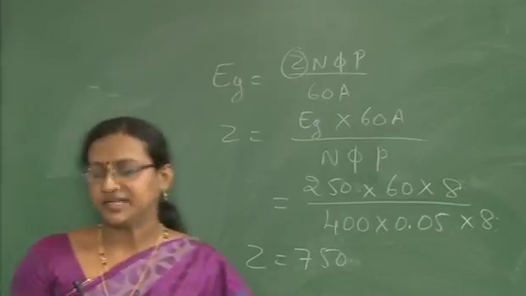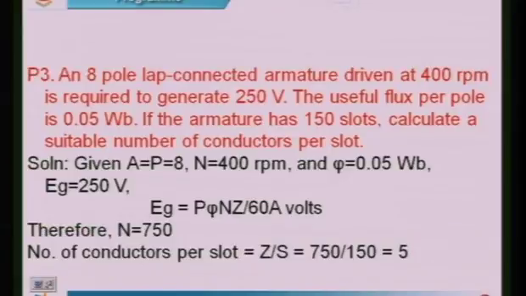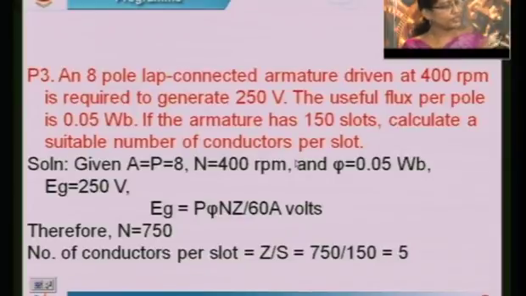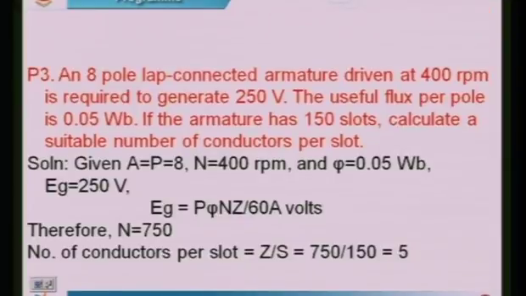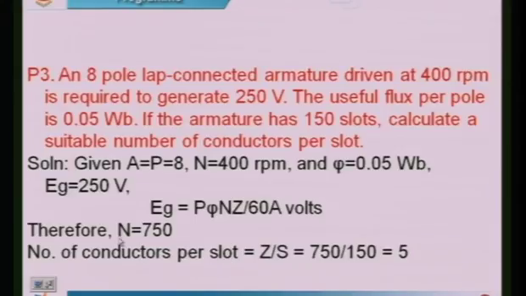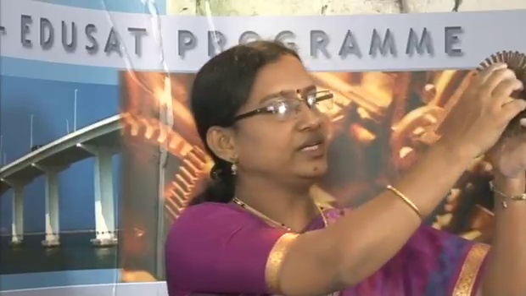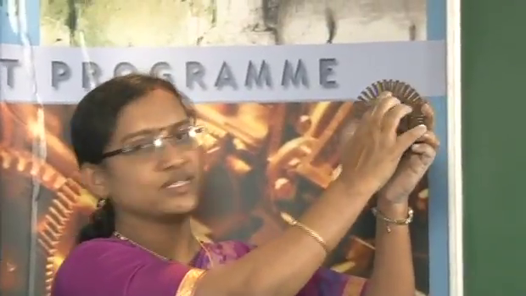What you have to calculate according to the problem? You have to calculate the suitable number of conductors per slot. How many conductors are placed within this slot? In that case, the number of conductors per slot is the total number of conductors, Z, equal to 750, divided by the number of slots given as 150. So you can place 5 conductors in each slot.